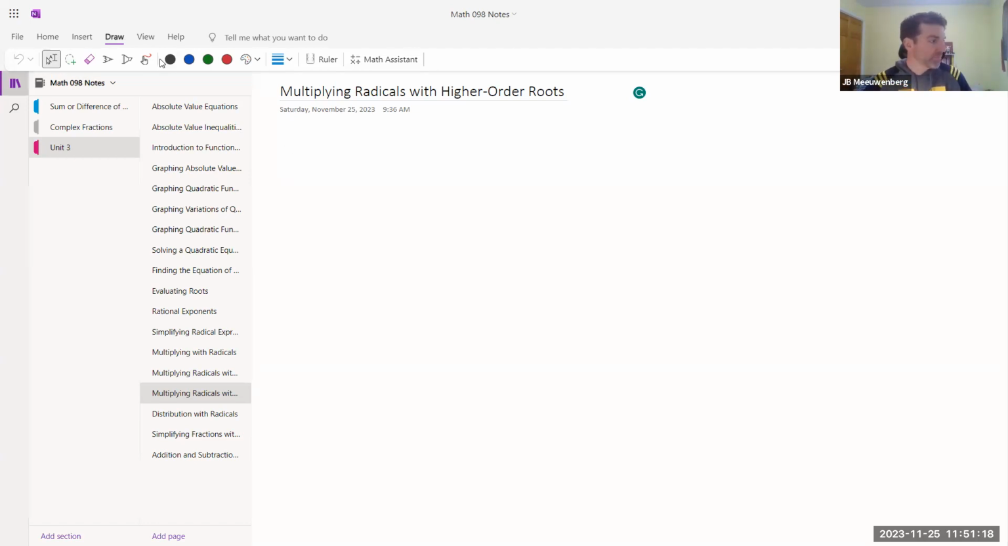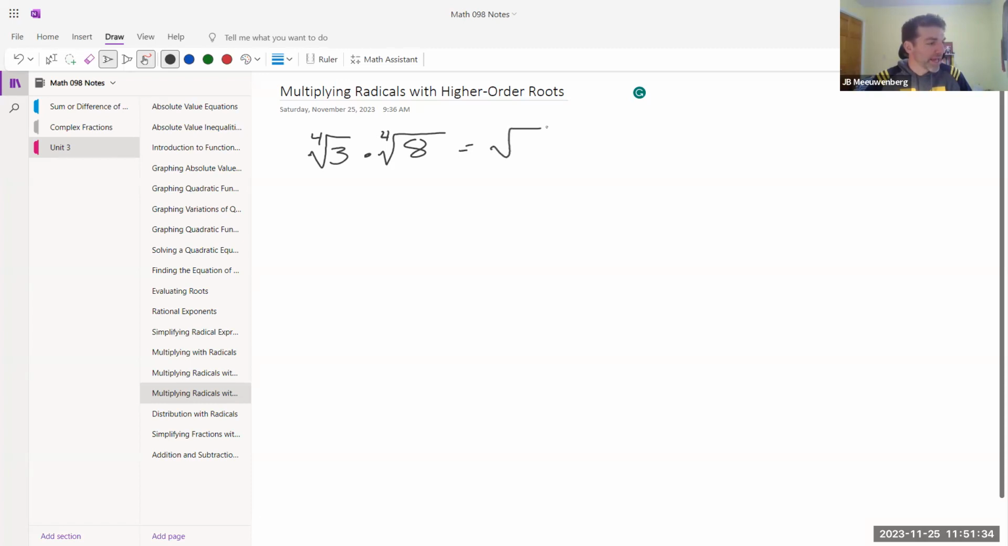So here we go. Let's multiply and simplify all of these things. Let's go the fourth root of 3 times the fourth root of 8. When we do this, we know we can multiply the radicands, the numbers inside the radical, because the index is the same. By index, I mean 4 and 4. So that's going to be the fourth root of 24.